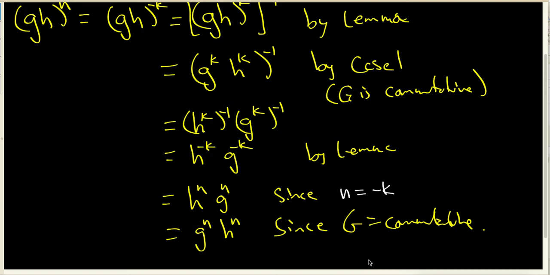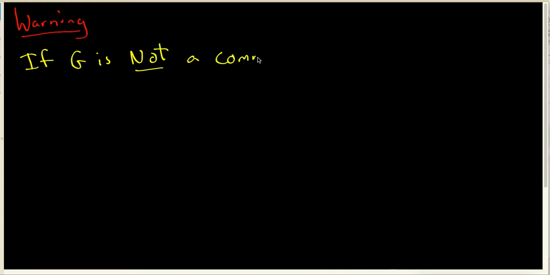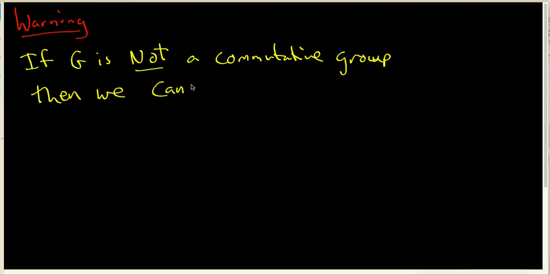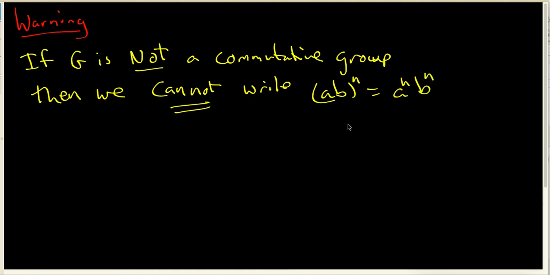And that ends the easy part of statement 3. So before going on, I want to actually write down an important warning, because what we just got done proving requires the hypothesis that G is an abelian group. And if G is not a commutative or an abelian group, then we cannot write AB raised to the n is equal to A to the n times B to the n.